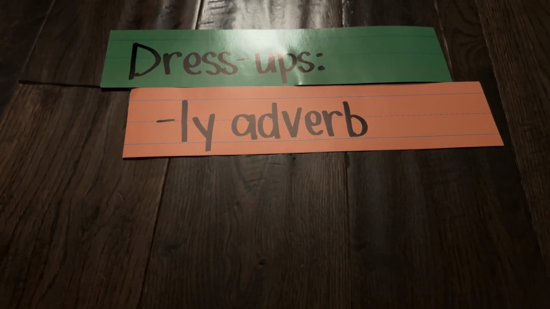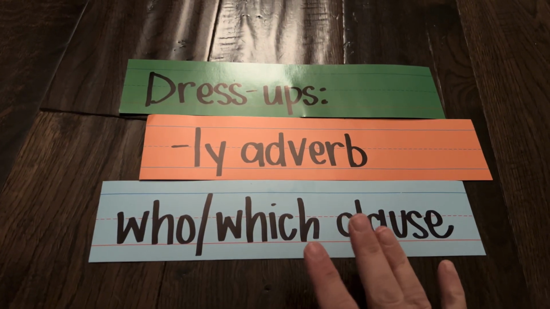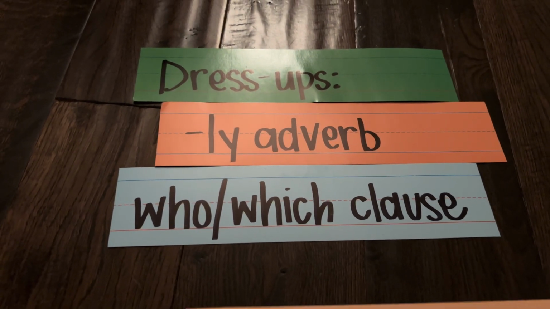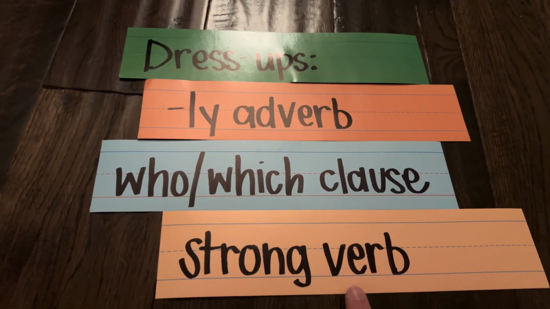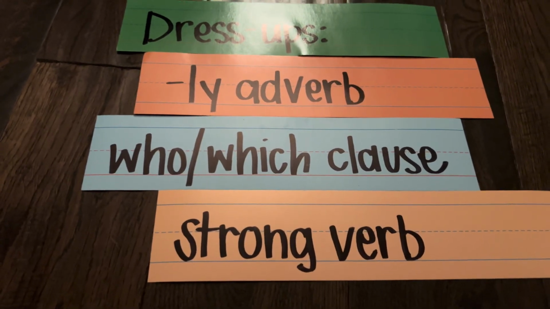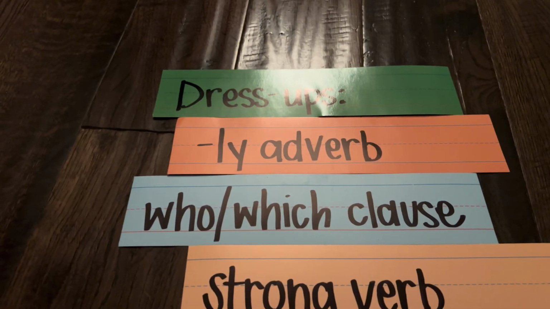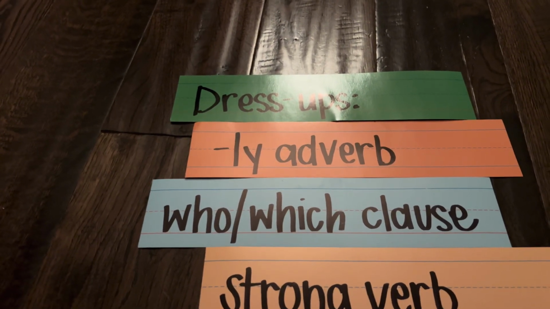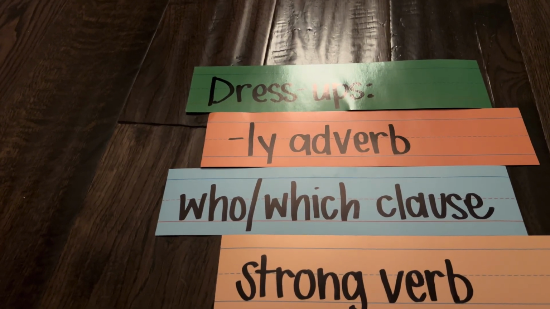So the next dress up that we're going to talk about is a who which clause. From there, we're going to talk about strong verbs. Our goal is to get rid of verbs like ate and walked and slept, and we want to use strong verbs. Instead of walking, we could say prowling. Instead of ate, we could say devoured.